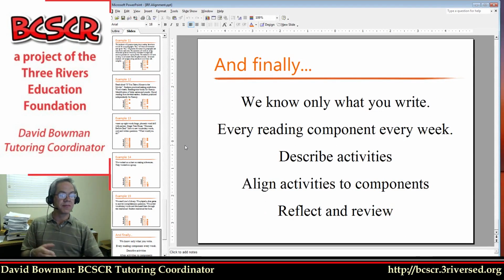Okay, so that's 15 examples. Hopefully that gives you an idea of what we mean by that alignment between the activity descriptions and the reading components, and how we're looking at them and actually analyzing what it is that people write in their descriptions to describe various reading activities and how we interpret what they write.